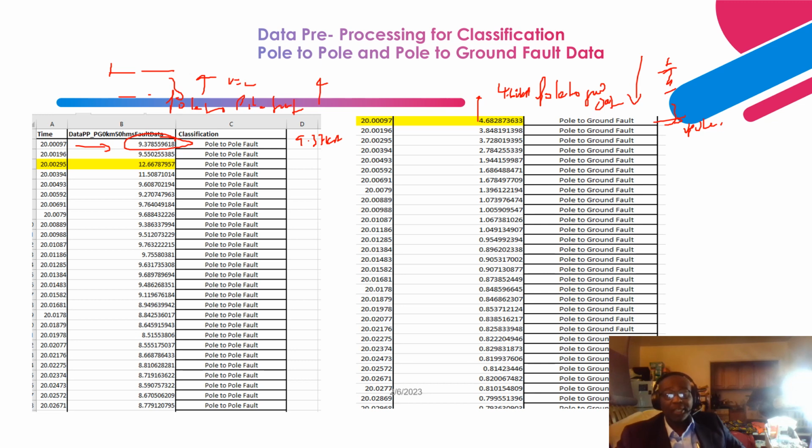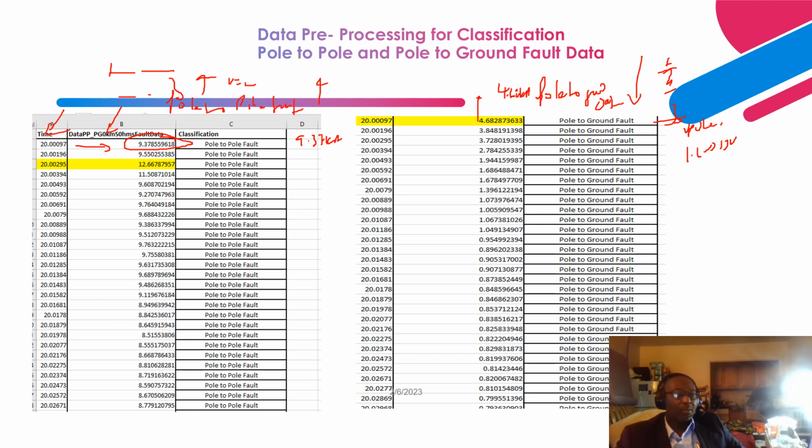The difference is, for the pole to ground fault, the healthy pole experiences a higher voltage, let's say 1.6 to about 1.7, the pole to ground voltage. On this axis on the left side is your pole to ground data. So this becomes an input to your classifier algorithm.